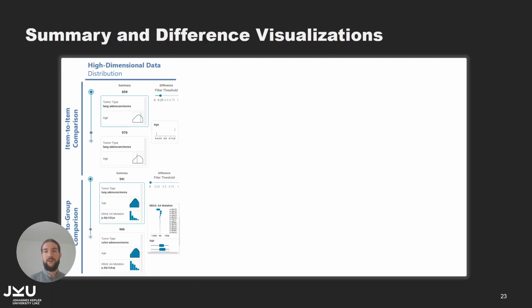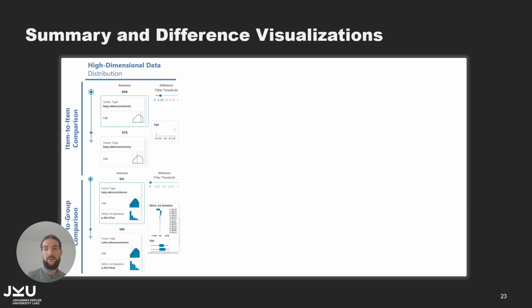In the paper, we discuss multiple summary and difference visualizations that are tailored to specific domains and use cases. For today's use case, we use the generic summary and difference visualization that show the high-dimensional data either for points or items in the scatter plot, which is shown in the top row, or between groups, as it is shown in the bottom row. But in many cases, it makes sense to create domain-specific summary and difference visualizations.